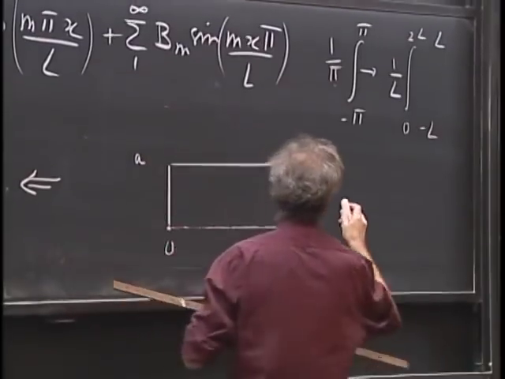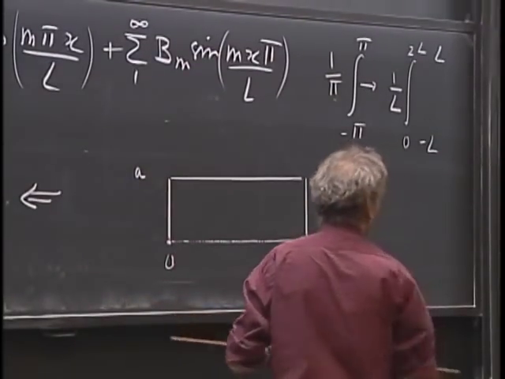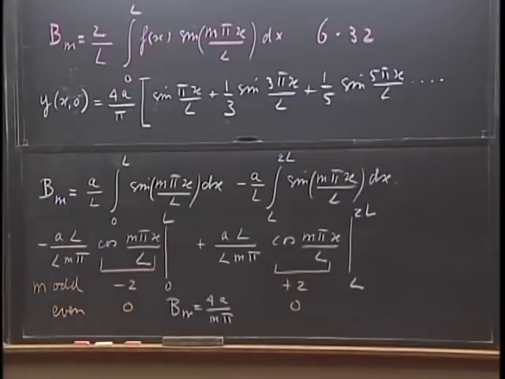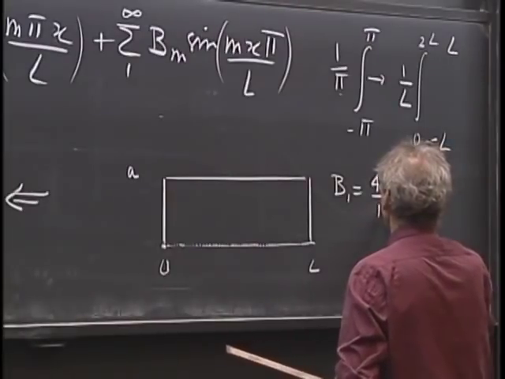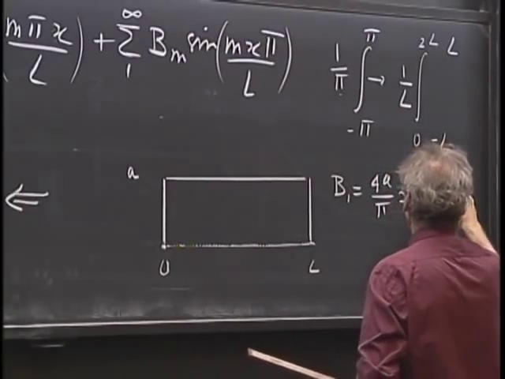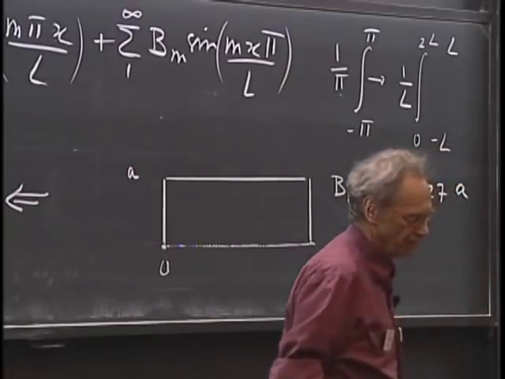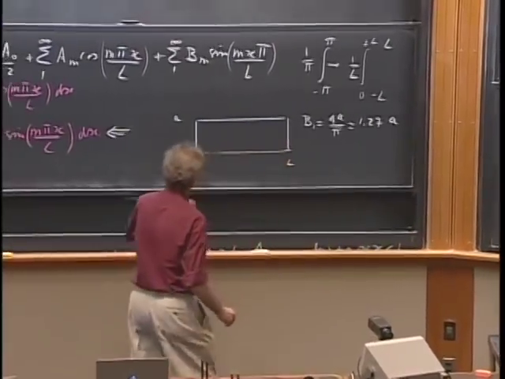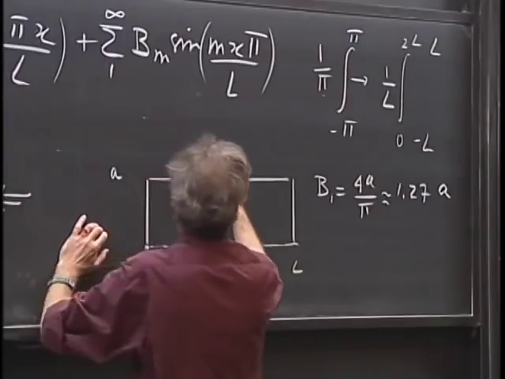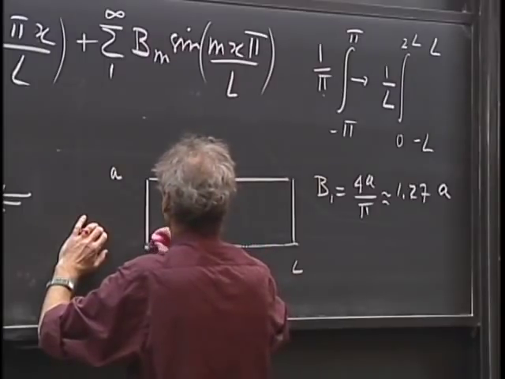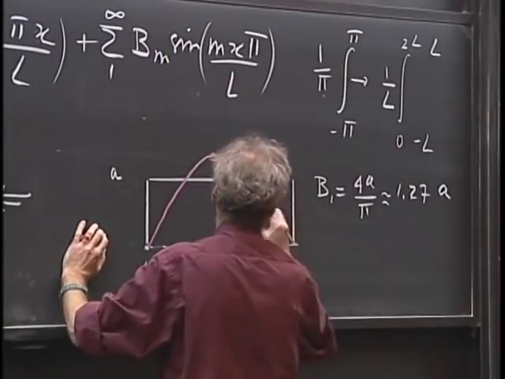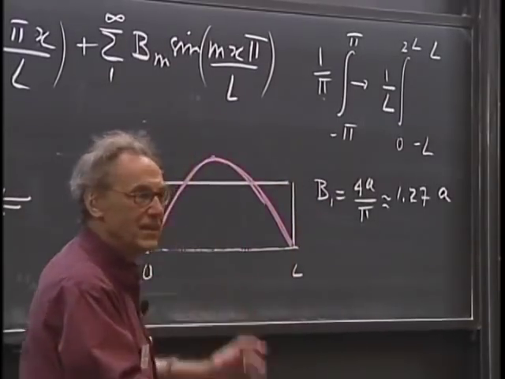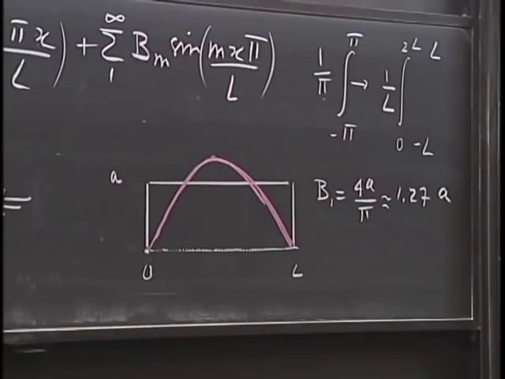And now I would like to know what is B1. Well, B1 is going to be 4a divided by pi, which is approximately 1.27a. Well, let's put it in there. This is a, so I have to put in 1/3 more, so it comes up to this point roughly. So there it is. I love it. It's not quite a square yet, but we're getting there. We're on our way to building up the square.